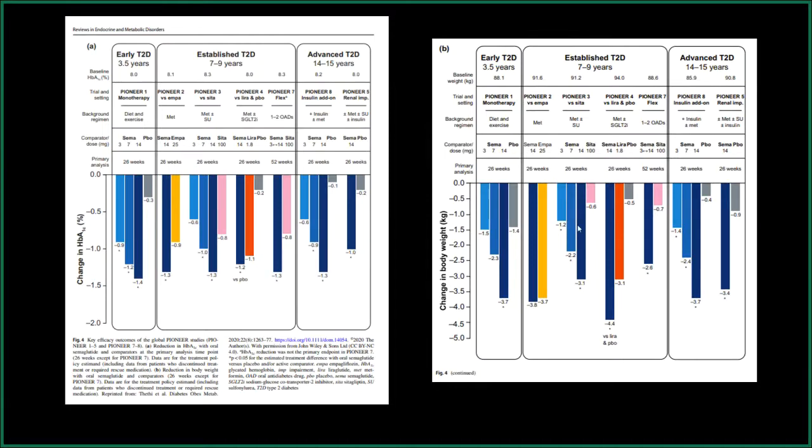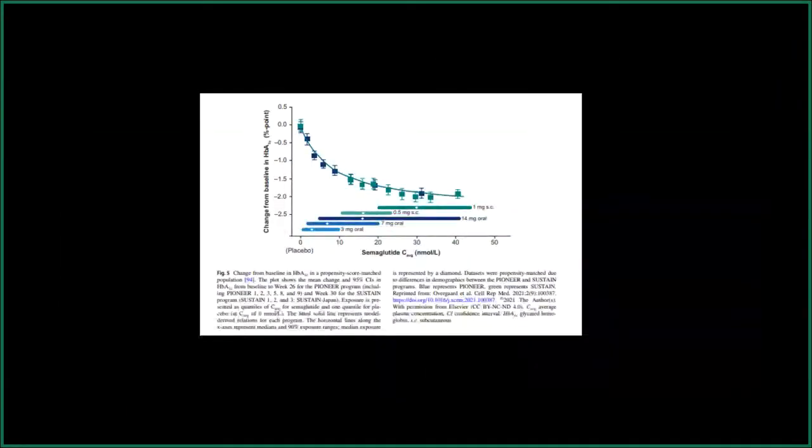And again, these are changes in body weight. You can see that some of these effects are very similar to what you can get with liraglutide. Some of them have been in combination with sulfonylurea or with SGLT2 inhibitors, so different combinations have been used. Overall, it shows that it retains its activity, and it has both a blood sugar lowering effect and a weight reducing effect. This shows you the relationship between the concentration of the drug and the change in the A1C.